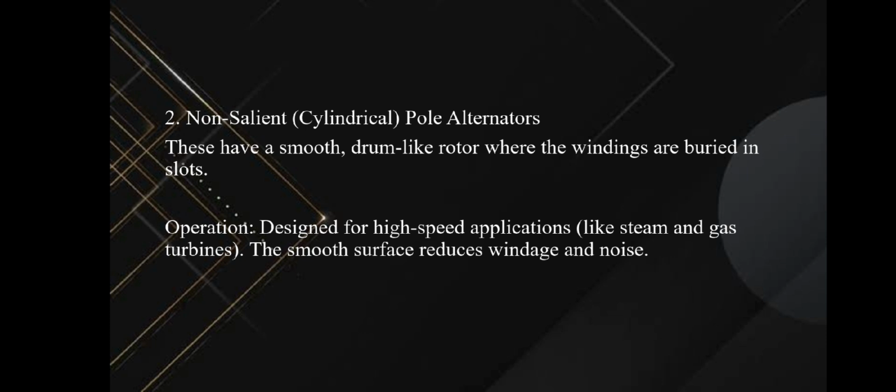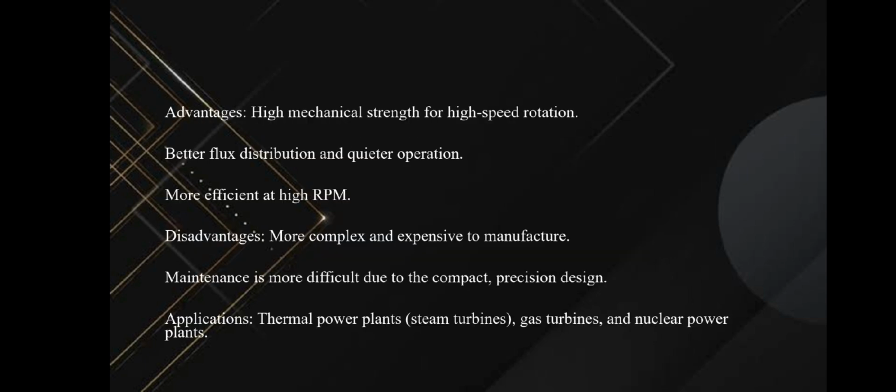Number 2, non-salient cylindrical pole alternator. These have a smooth drum-like rotor where the windings are buried in slots. Operation: designed for high-speed applications like steam and gas turbines. The smooth surface reduces windage and noise. The advantages are high mechanical strength for high-speed rotation, better flux distribution, quieter operation, and more efficiency at high RPM.